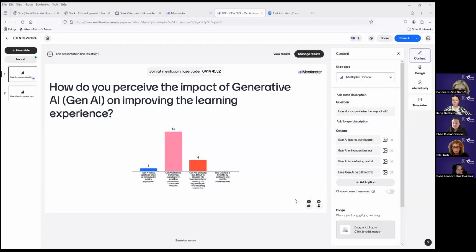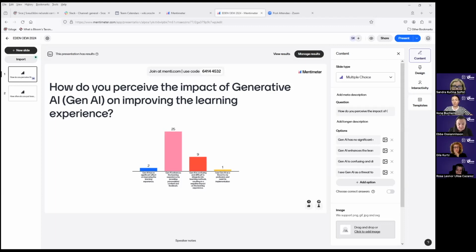Okay, so if you look at the results so far, most of you agree that AI enhances the learning experience by providing personalized content and feedback. But still, some of you find it confusing and difficult to integrate into teaching methods, which can result in a negative impact on the learning experience. And we have also some replies saying that it has no significant effect on improving the learning experience. So maybe if some of my speakers would like to comment on these results at the moment, what do you think?